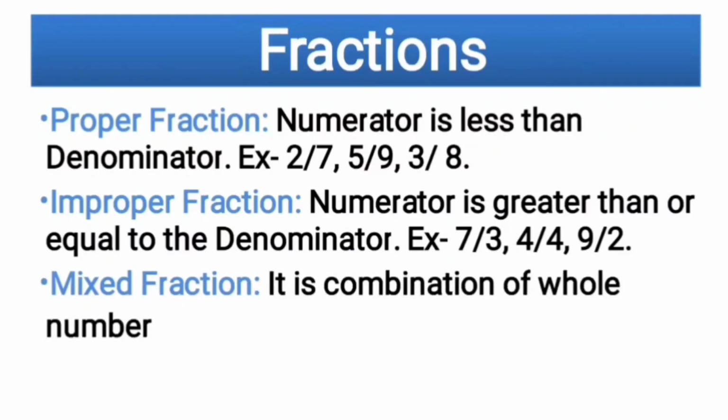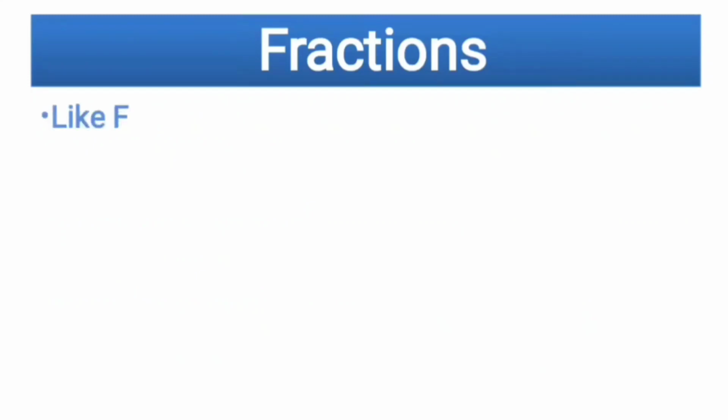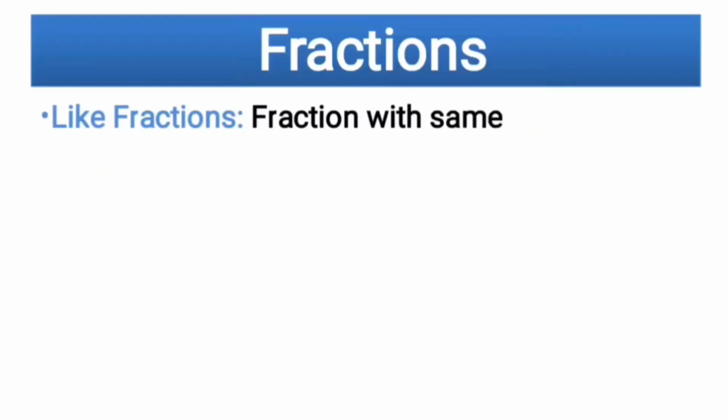It is combination of whole number and proper fraction. Here 5 is whole number and 2 divided by 6 is proper fraction, as numerator is less than the denominator. The next type of fraction is like fraction. In like fraction, we have to focus on denominator.